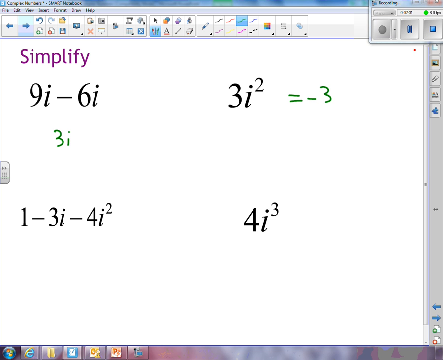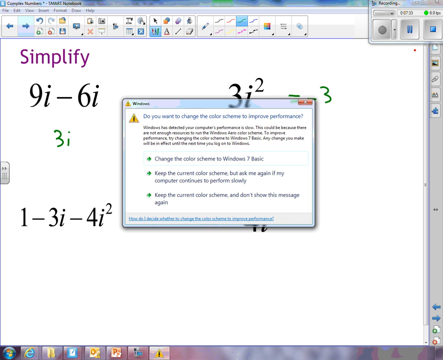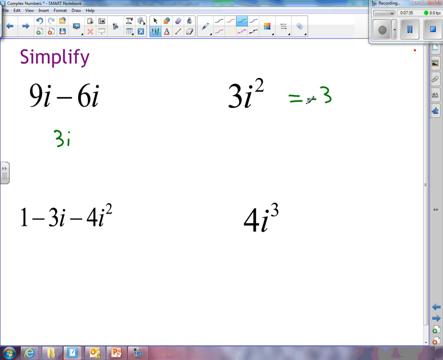Here, I have this 1 has no like terms. It looks like this 3i has no like terms, and that this negative 4i squared has no like terms. However, remember that i squared is really negative 1. So if I rewrite this i squared as negative 1, then this can be simplified. 1 minus 3i minus 4 times i squared, which is really negative 1. So 1 minus 3i, negative 4 times negative 1 is positive 4. And if I combine like terms here, I have 1 plus 4, that's 5 minus 3i.